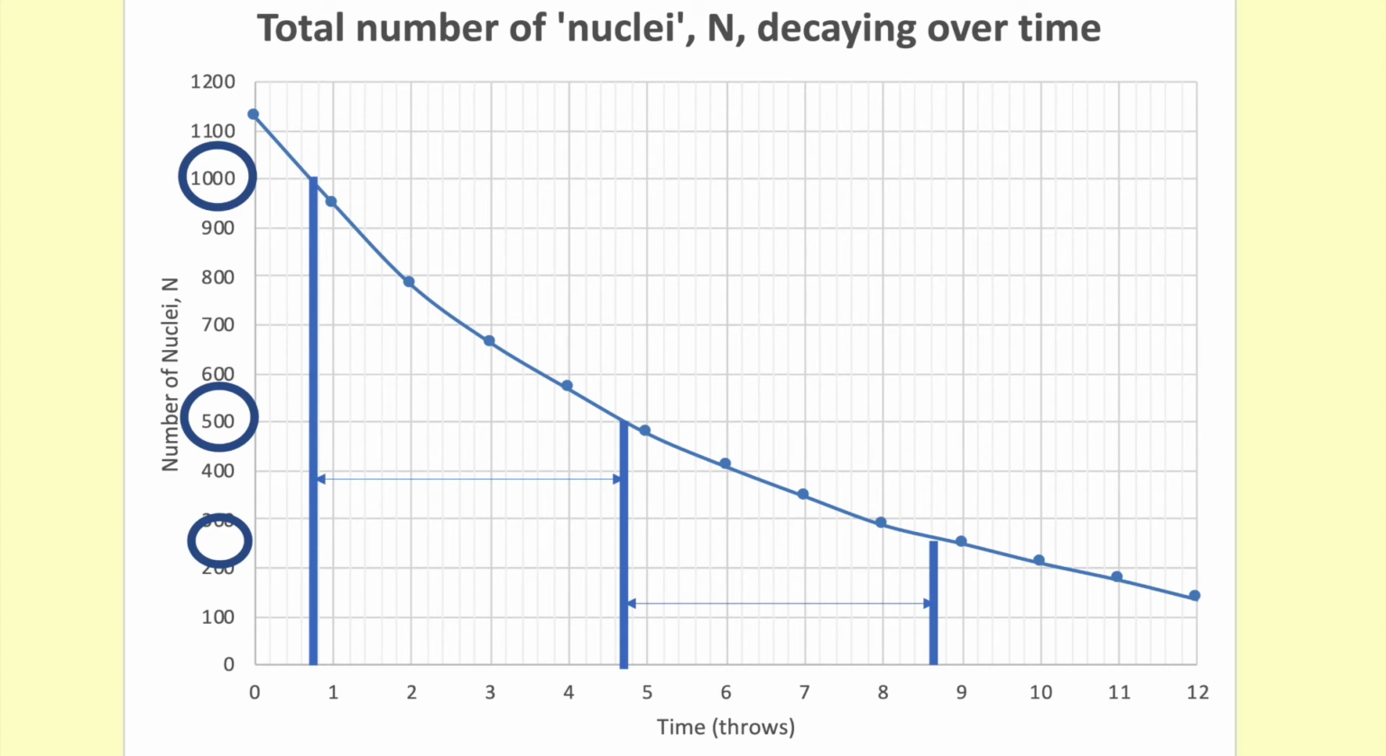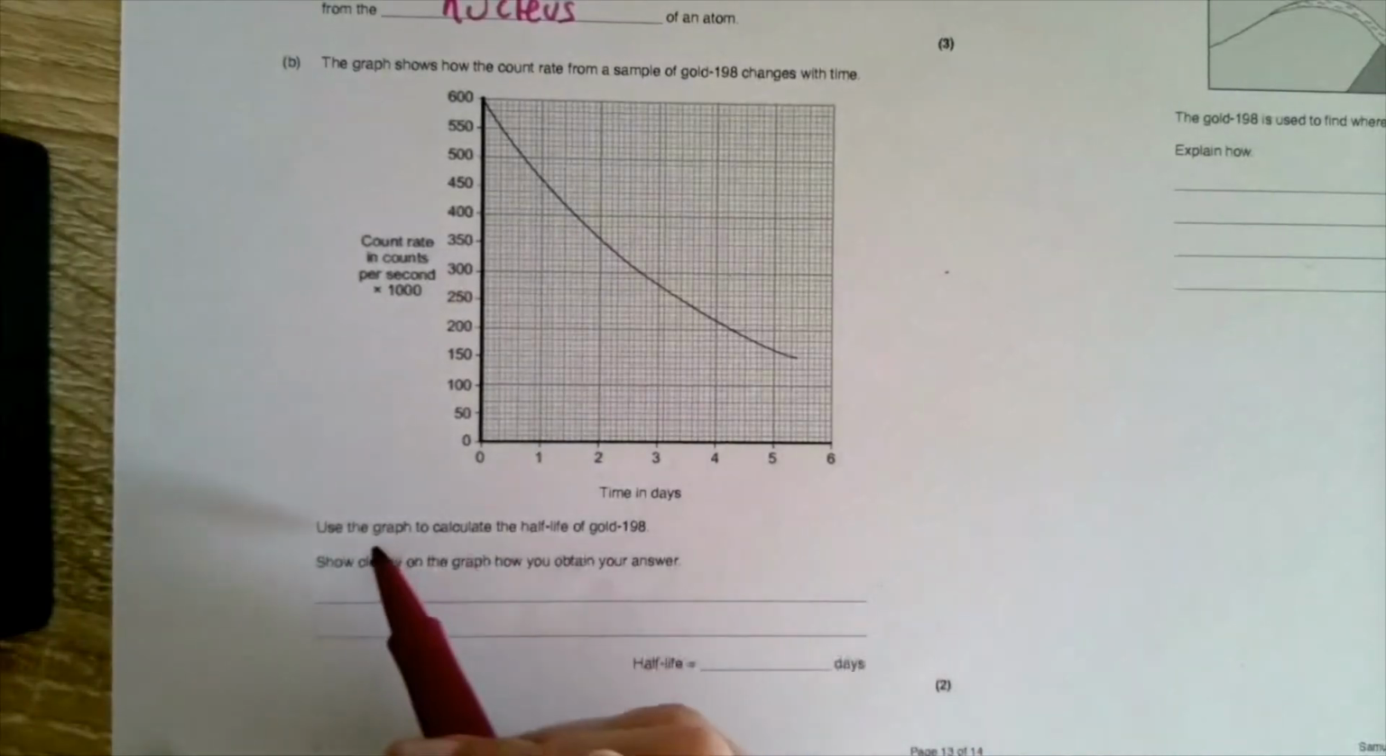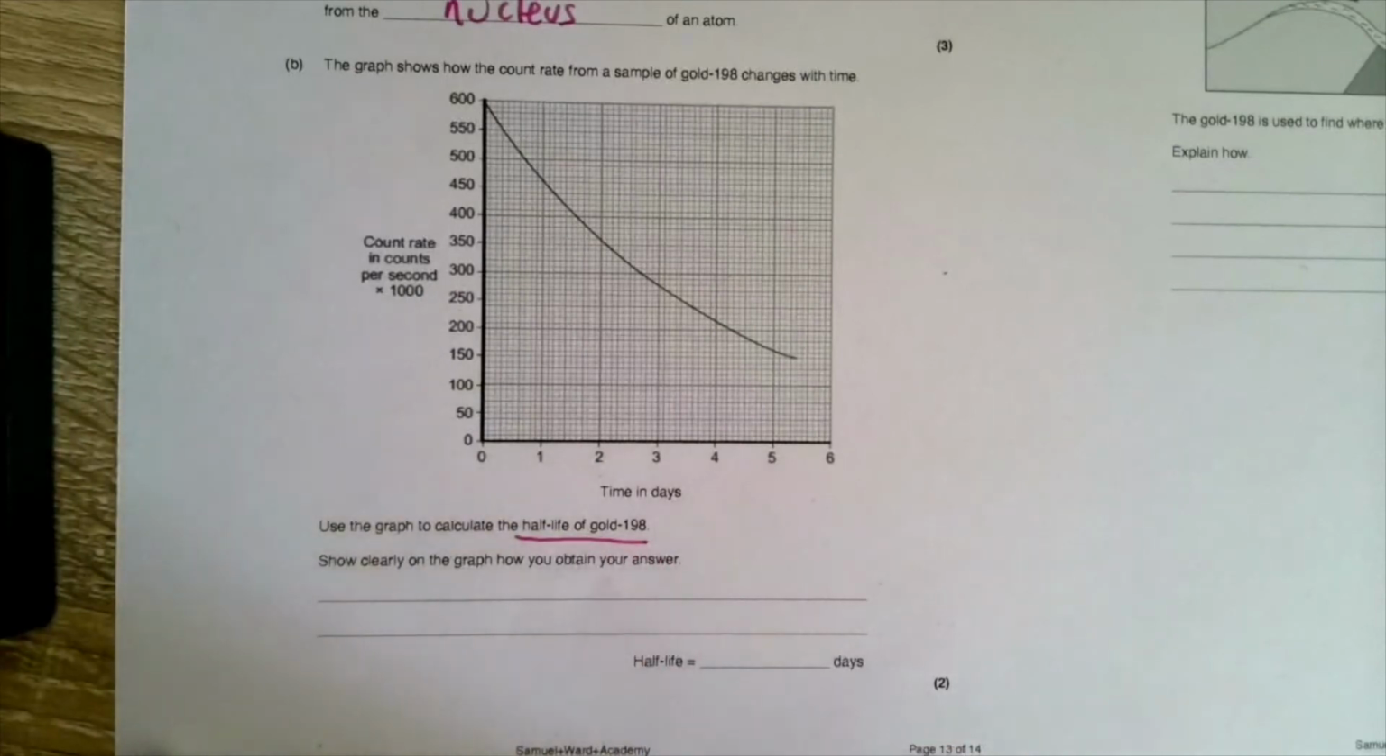Going to recap the half-life question from your atoms exam questions from many weeks ago now, but just to go through how you calculate half-lives using a graph, using an exam style question. Use the graph to calculate the half-life of gold-198.